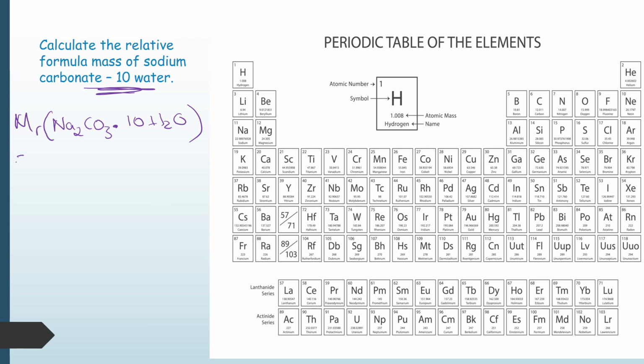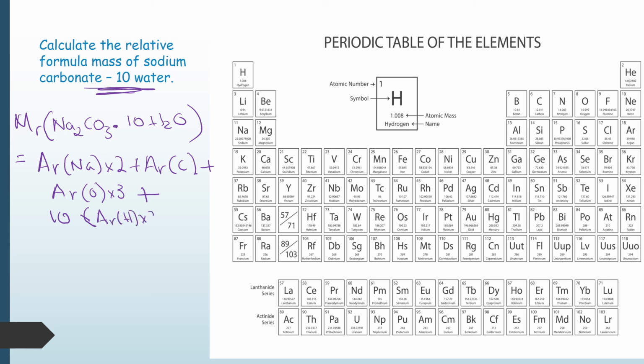So let's get started. We're going to have to find the relative atomic mass of sodium and times it by 2. We're going to have to find the relative atomic mass of carbon, add, I'm going to have to go to the next line, the relative atomic mass of oxygen times 3, add 10 times the relative atomic mass of hydrogen times 2, add relative atomic mass of oxygen, close the brackets. That's huge.